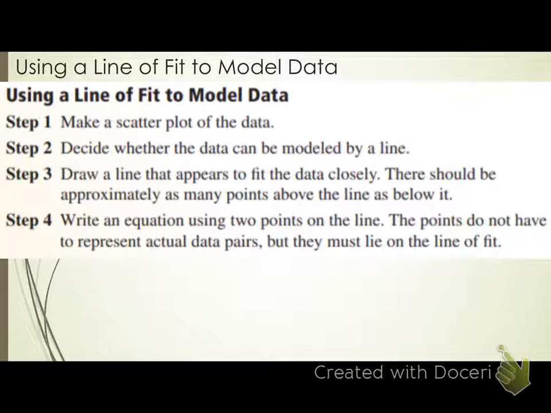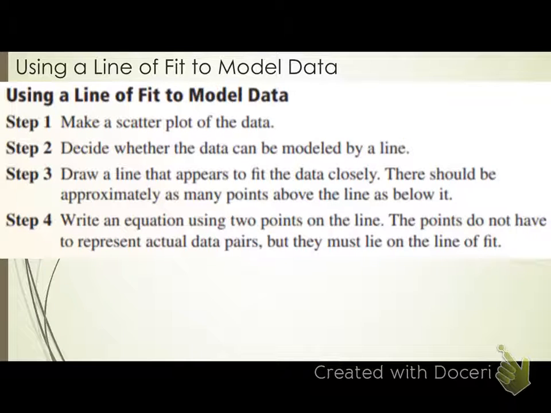Step 2, decide whether the data can be modeled by a line. How do I know if it can be modeled by a line? Yes? If it has a correlation. Very good. If it has a positive or negative correlation, then I know it can be modeled by a line. If it has no correlation, it cannot be modeled by a line. Okay?